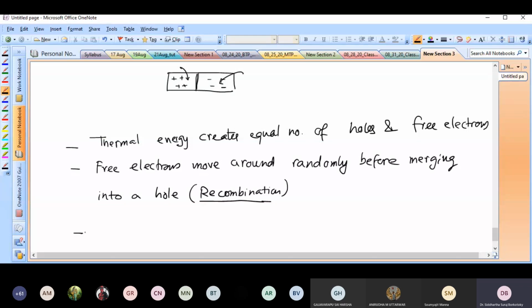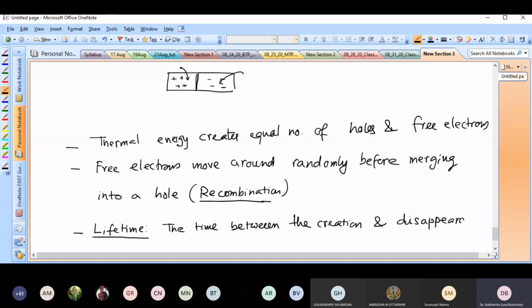And then finally we define that word called lifetime. What is the lifetime? So lifetime is the time between the creation and disappearance of a free electron. All these definitions are there in the textbooks as well.